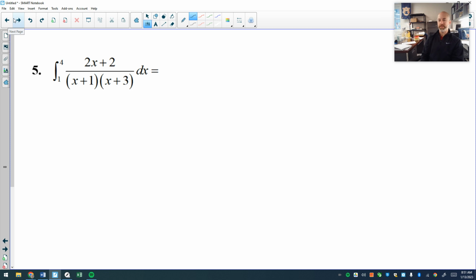So this one's a definite integral. My numerator is 2x plus 2. Is that the derivative of the denominator? I don't know. Well, let's see. So if I expand my denominator, I would have x squared plus 4x plus 3. The derivative of that would be 2x plus 4. And no, you cannot conveniently make the numerator the derivative of the denominator. So I'm not going to do that.